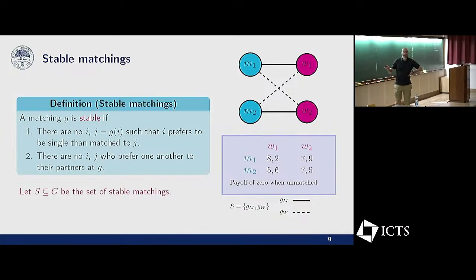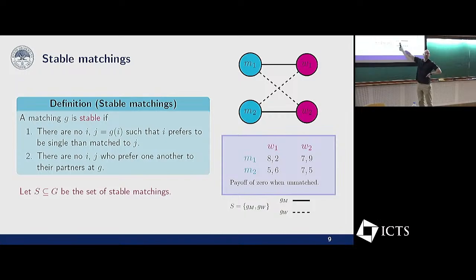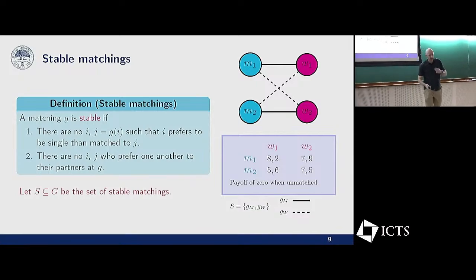Now, that's also stable. In that case, the women are getting their favorite partner, and any man, even though he'd prefer to be with the other woman, can't, because the woman doesn't want to be with him. She prefers her current partner. So we've got these two stable matchings, and I've called them GM and GW because GM is what's often called the man-optimal matching. It's the stable matching that's best for men, best for one side of the market, and GW is a matching that's best for women, the other side of the market.